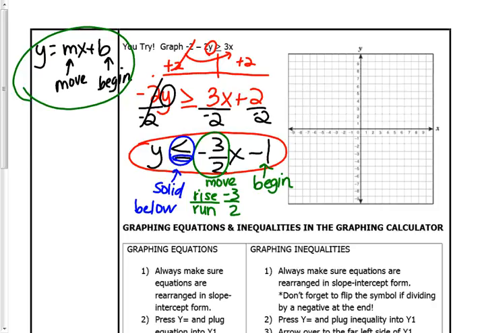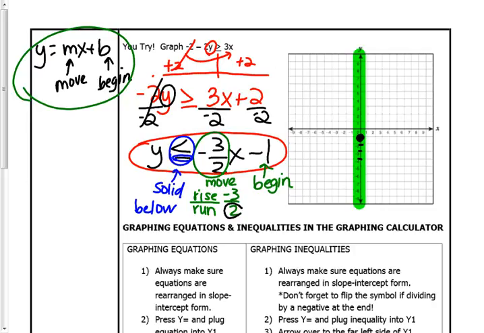All right, so let's start there. We're going to begin at the -1, and we always begin on the y-axis. So we're going to begin right here, -1 on the y. Okay, and then we're going to rise -3. If you're rising -3, remember I said if it's negative, that means we're going down instead of up. So down 1, 2, 3, and then we're running to the right 2, because if it's positive, we go to the right. If it's negative, we go to the left.